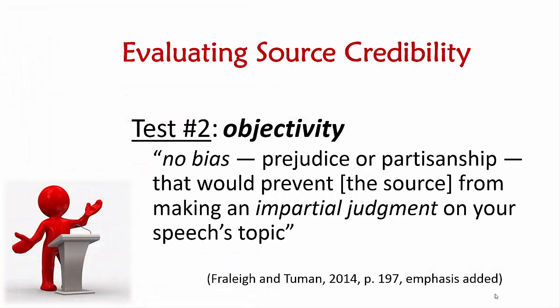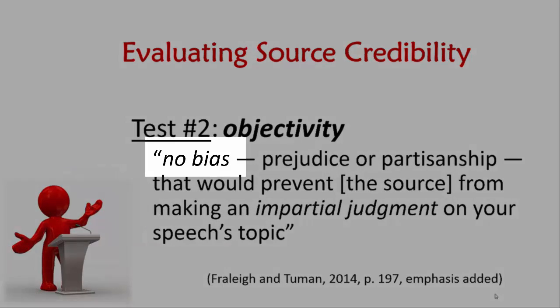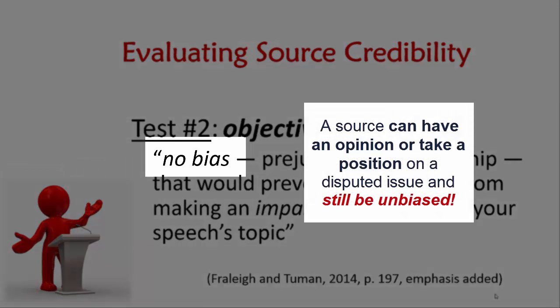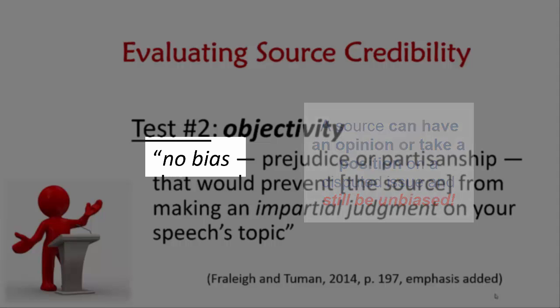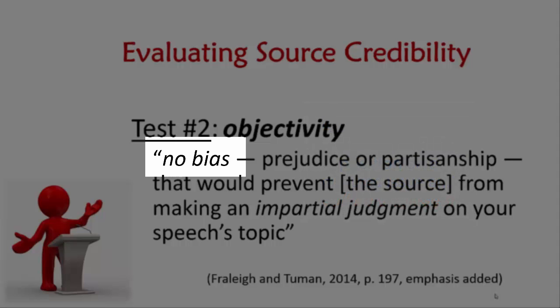The second test is objectivity. Presence of no bias, prejudice, or partisanship that would prevent the source from making an impartial judgment on your speech's topic. When we're talking about bias, we want to be careful not to confuse this with taking a position or a side on an issue. It's very possible to take a side on a controversial issue and still be objective.